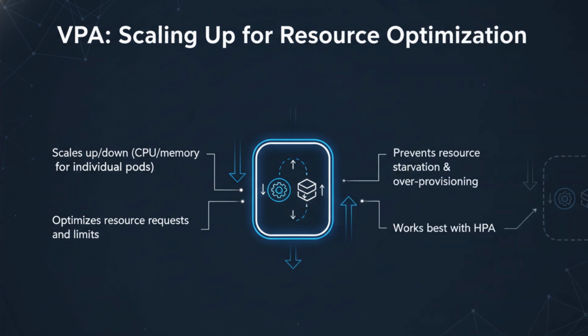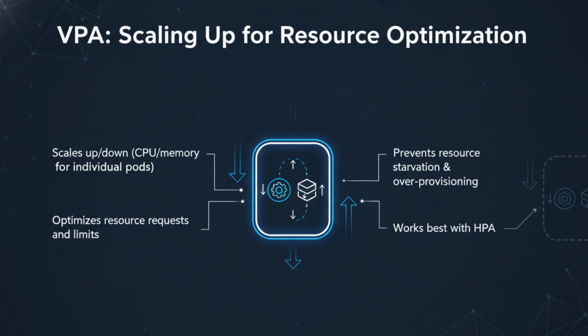Next, we have the vertical pod autoscaler, or VPA. Unlike HPA, VPA scales up or down the CPU and memory requests and limits for individual pods. While HPA focuses on the number of pods, VPA focuses on the size of each pod. VPA observes actual resource usage over time and recommends optimal resource settings, preventing resource starvation and over-provisioning.